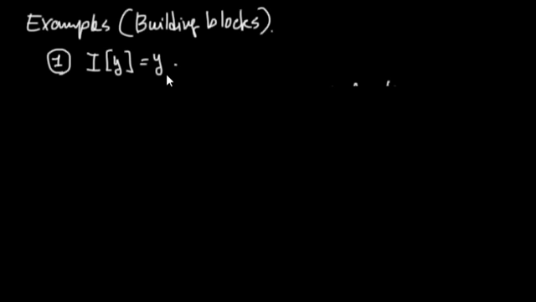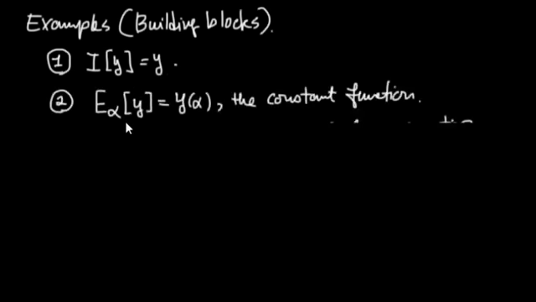It's called identity operator. This operator E alpha is called evaluation operator. So if you apply E alpha to this function, it spits out the constant function, not a number. So given a function, you evaluate that function at alpha, and it gives a number. But we interpret that as a constant function.